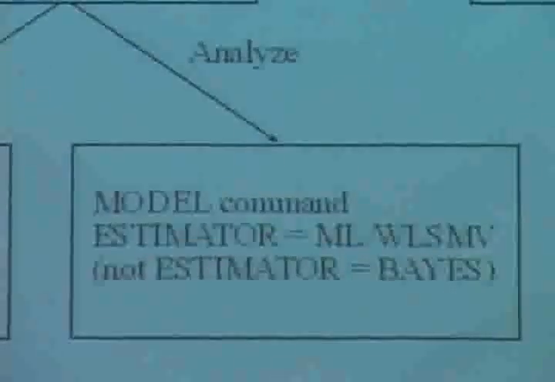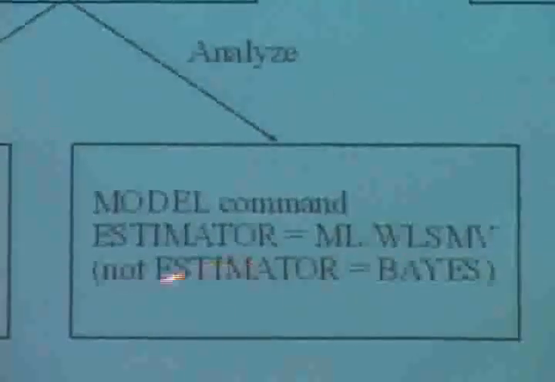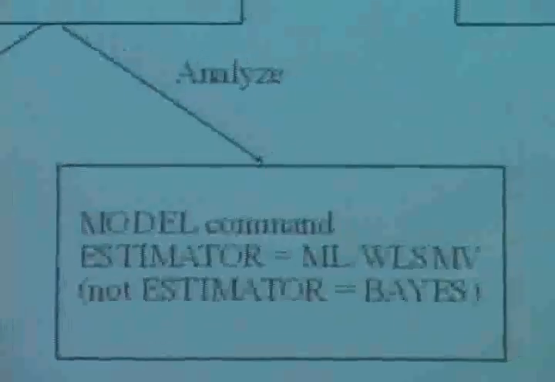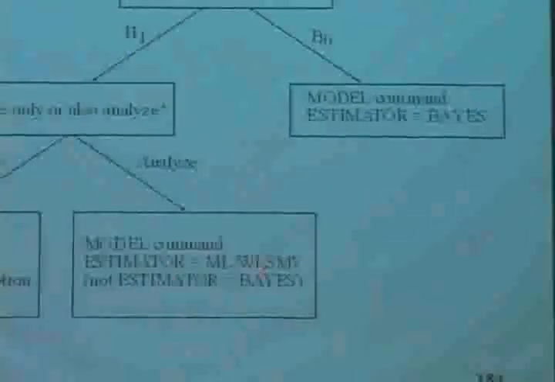because what's going to happen, you're going to go in this branch, right? If you specify estimator equals Bayes, you're going to end up here by mistake. So that's important to understand.